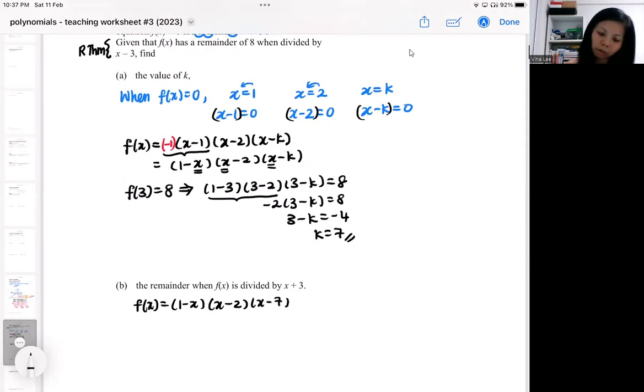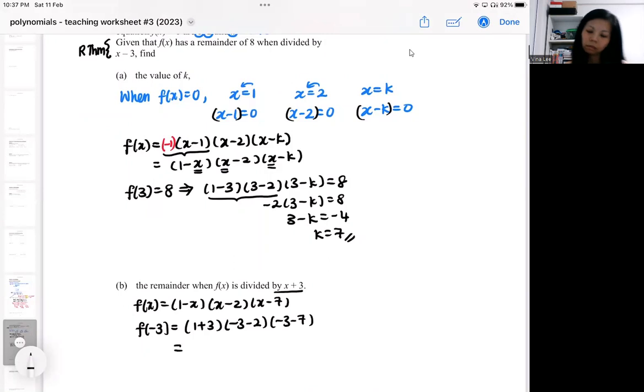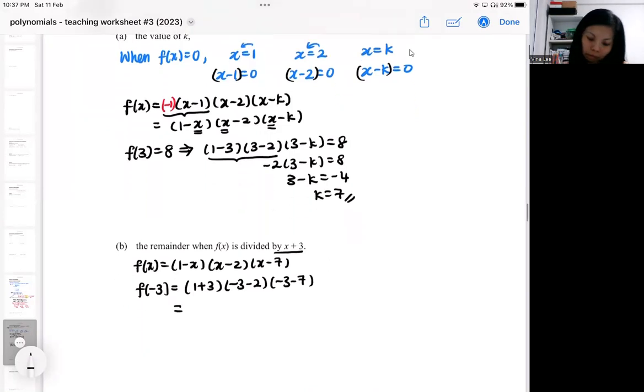So right now I will need to find another remainder. So that will be f(-3). So you sub inside, and then you punch calculator. So you will get a 4 minus 5 minus 10. So the remainder will be 200.